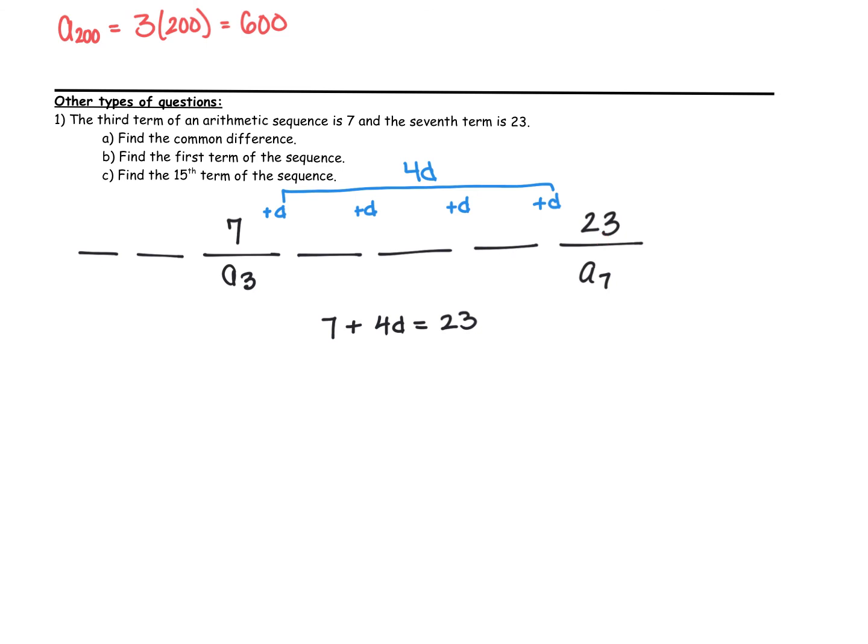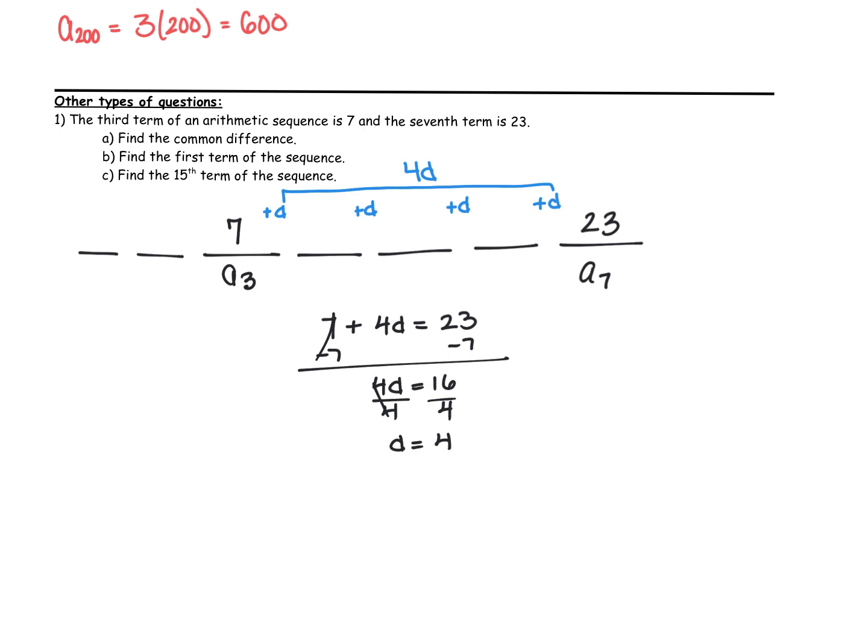And all we have to do is solve. So we're going to take 23 and we're going to subtract 7. And that'll give us 16. And then to solve for d, we're going to divide by 4. And 16 divided by 4 is 4.